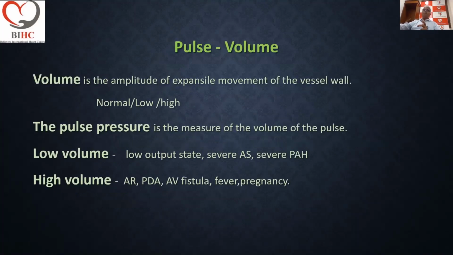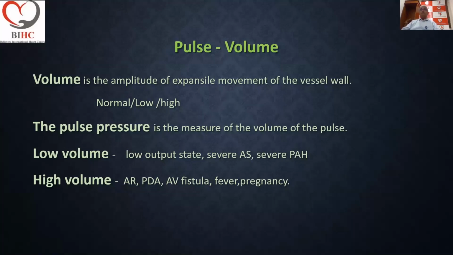Abnormalities of volume, let's remember what is the volume? It is the amplitude of the expansile movement of the vessel wall. You need to describe it as normal, low, or high. And we know that the pulse pressure is the measure of the volume of the pulse. A low volume pulse in the OPD is a serious situation. It denotes low output state, severe aortic stenosis, or severe pulmonary hypertension.